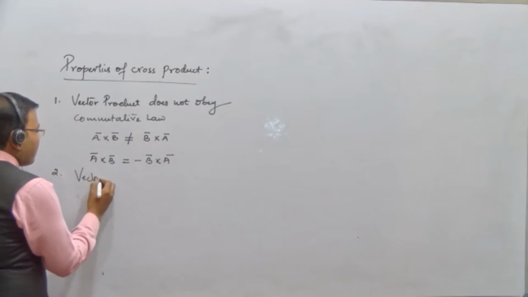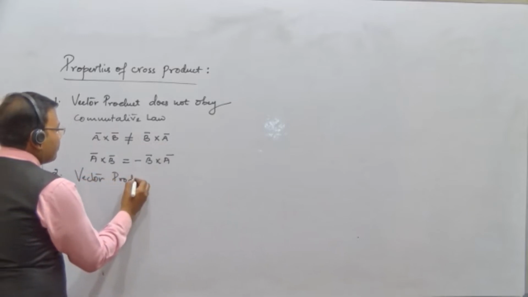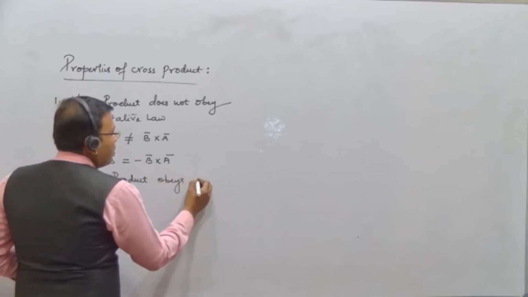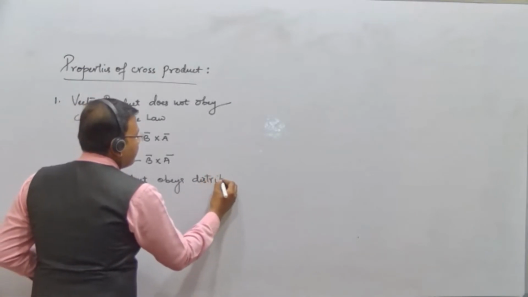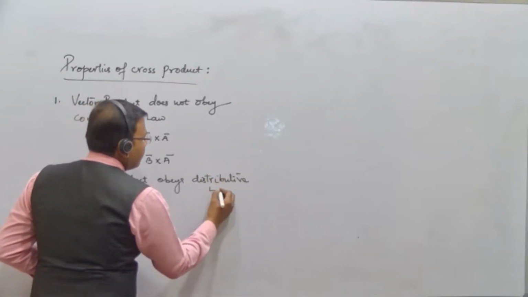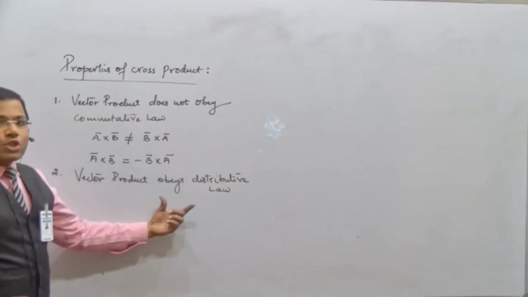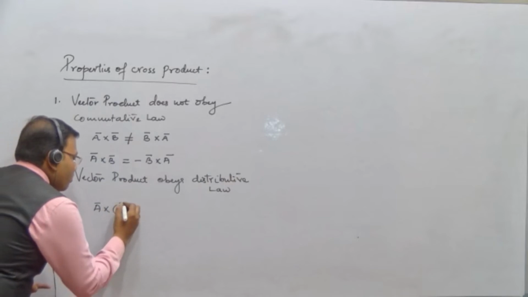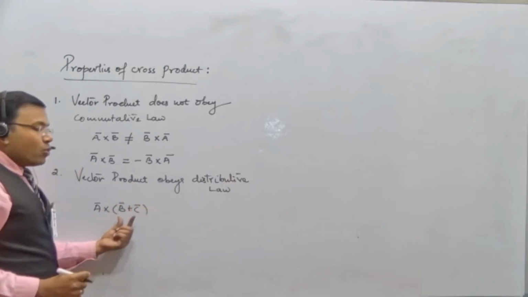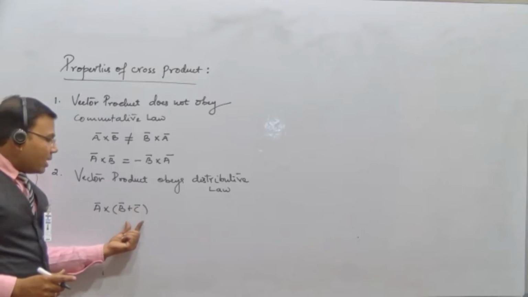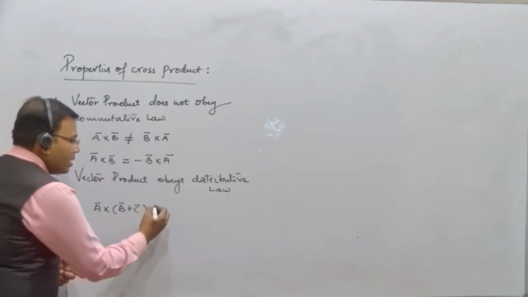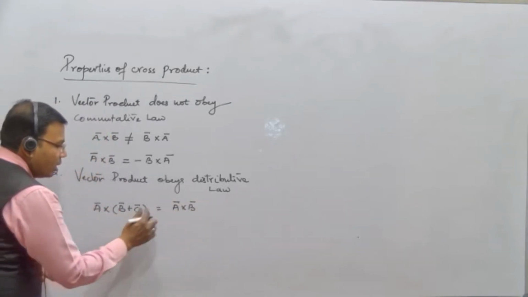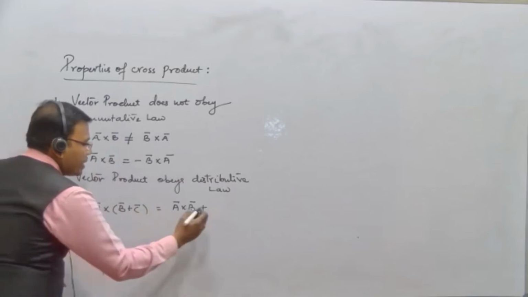Next, the vector product obeys the distributive law. Distributive law means you can see here A cross (B plus C). That means you are adding two vectors B plus C, then multiplying with A. You will get the same result if you multiply A with B, that is A cross B, plus A cross C.